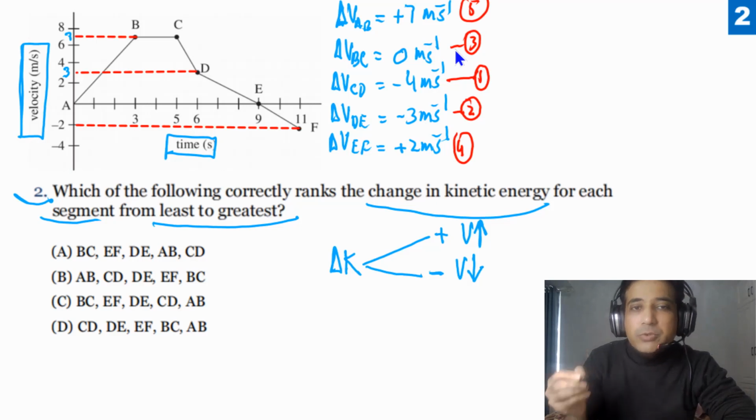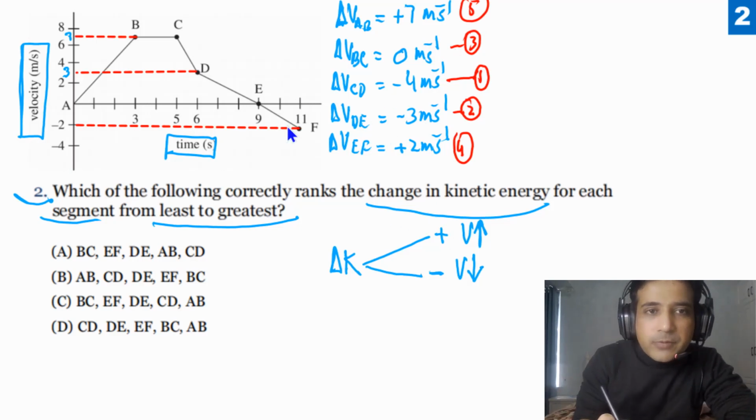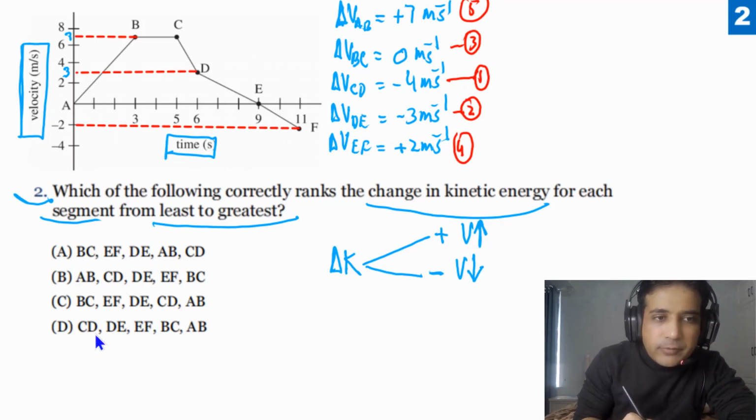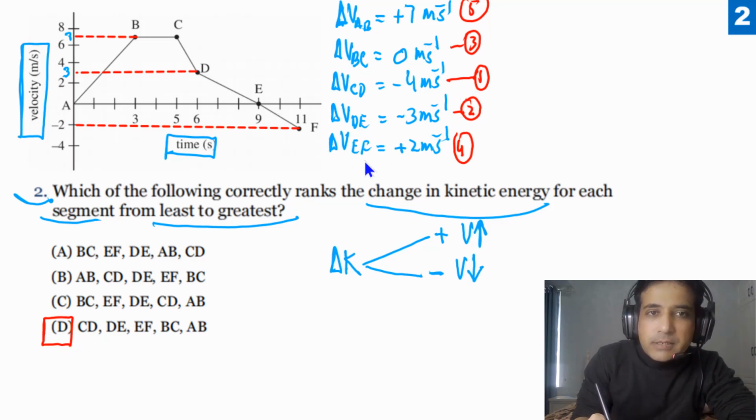First one has to be CD. So if you look at given options, CD is only here at the first. So it means our answer for this question is D. So the first one is CD. Second one is DE. And third one is BC.